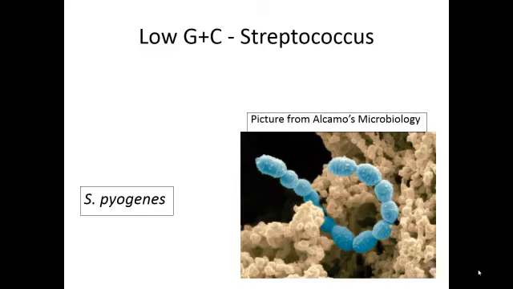Now, on the positive side, there are species of Streptococcus, not S. pyogenes, but there are species of Streptococcus that, like their cousins, the lactobacilli, produce lactic acid during fermentation, and we use them in the food industry. We use them to make yogurt and some cheeses. So, like the other genera, Streptococcus has species that benefit humans and species that do not benefit humans.